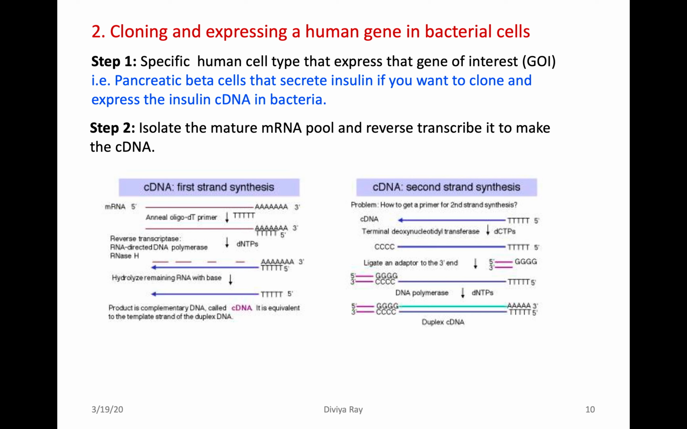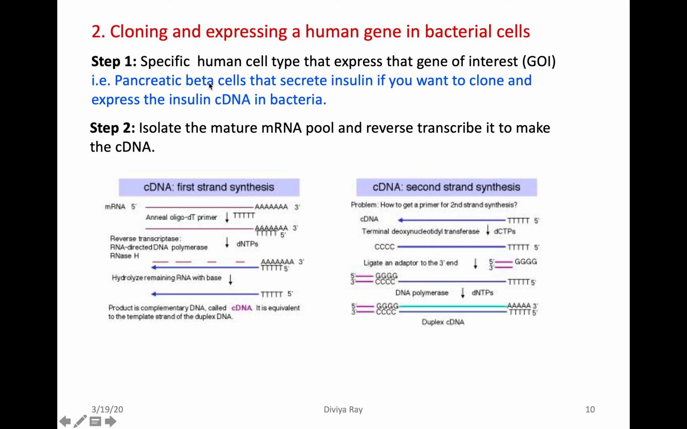Now let's move on to the next experiment or the next problem. Let's say you are very much encouraged by the results of the first experiment, and now what you want to do is clone a human gene in the bacterial cells. Not only do you want to clone the gene, but at the same time you also want to express the gene. So this is a little tricky because although almost all of our cells have the same genome, different cells express different sets of genes, and therefore they have different mature mRNA pools.